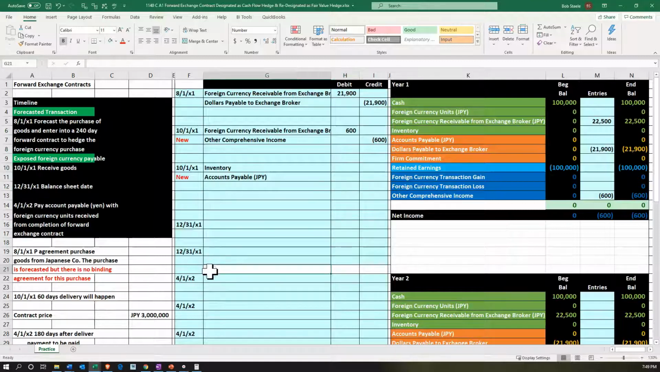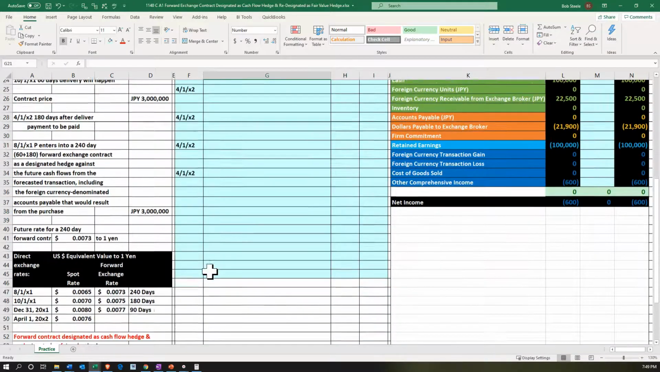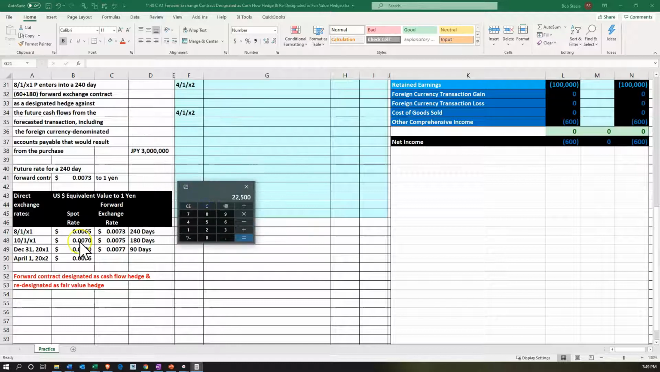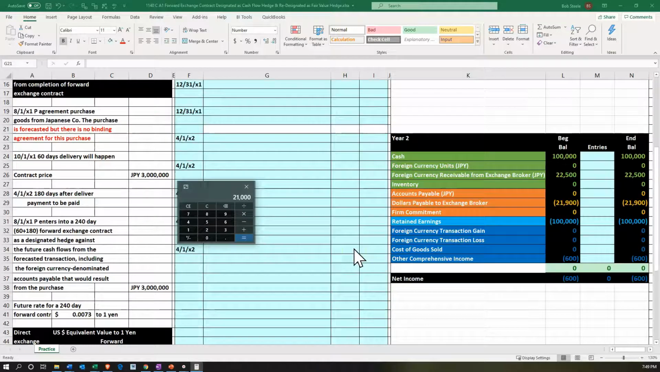This is going to be the normal calculation for when we make the purchase. We're going to use the spot rate. Even though we're purchasing it on account, and even though the payment's not going to happen until April 1st, we're basically valuing the inventory at the point in time that the agreement was made. So we're taking the 3 million times the spot rate at this point, which is 0.007, that being the 21,000.